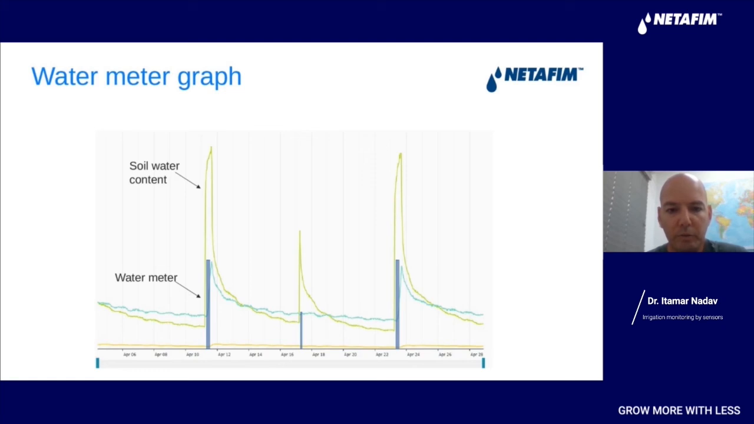So here on this graph, you can see water content response, and you can see in the blue bars the water meter. And the higher the bar of the water meter means higher irrigation amount. And you can see at the middle irrigation, you can see small irrigation that didn't penetrate to the deeper layer of the soil, so you don't see the deeper blue graph sensor response. And if you have higher irrigation, you can see that the deeper soil is responding.